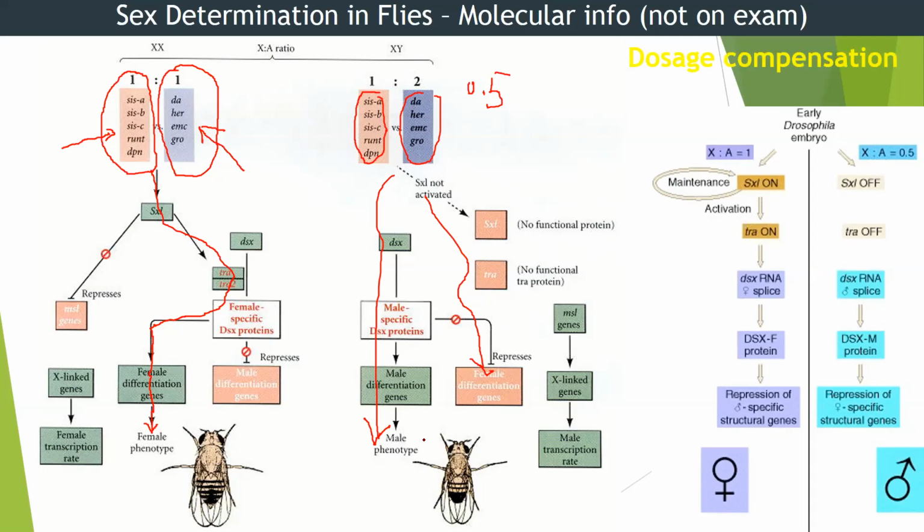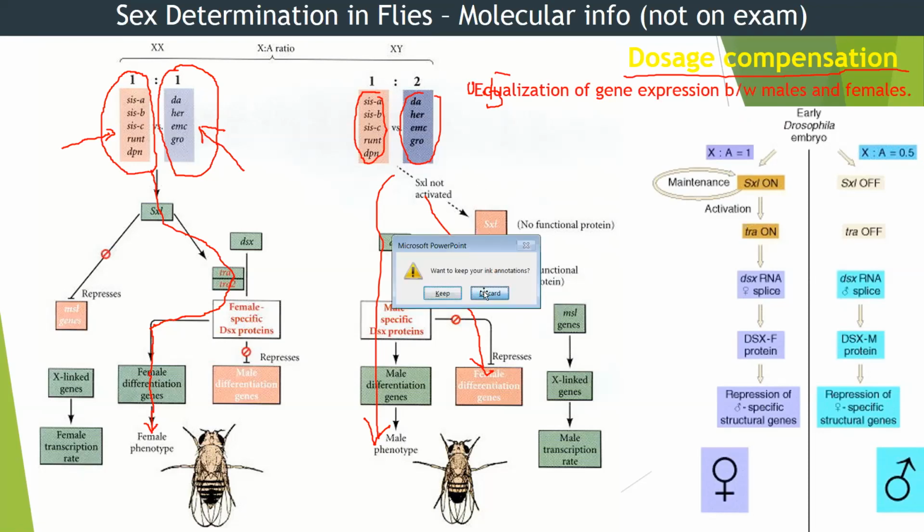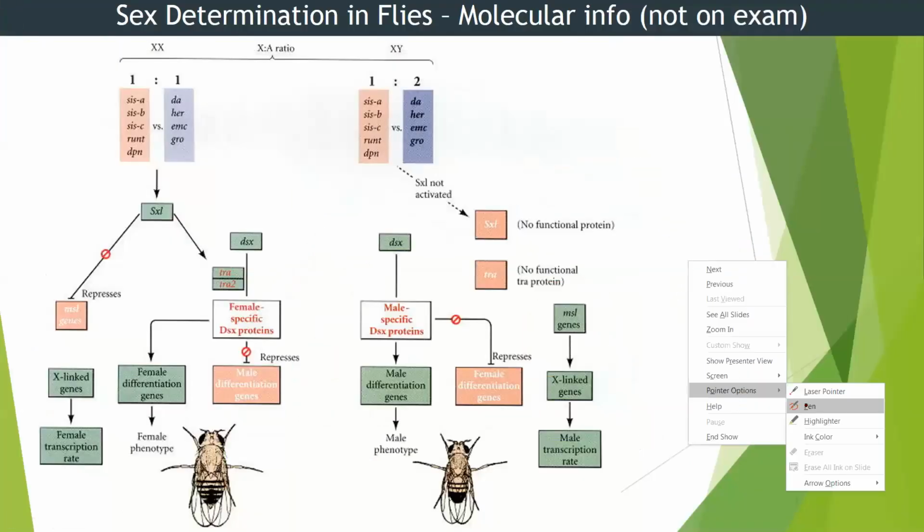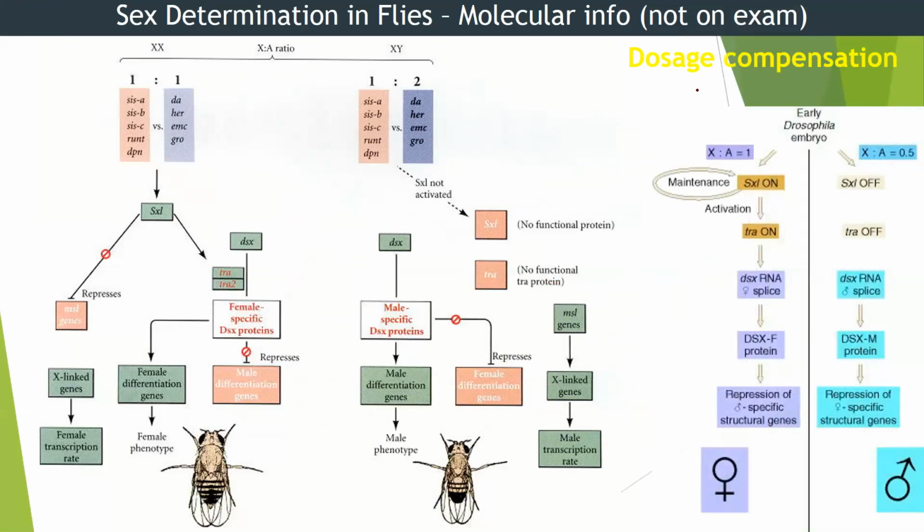But in Drosophila, there's a mechanism called dosage compensation. Dosage compensation. So this mechanism will accomplish the equalization of gene expression between males and females of Drosophila. All right, let's look at how this happens here.